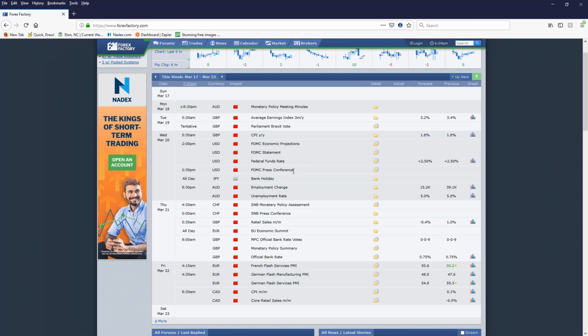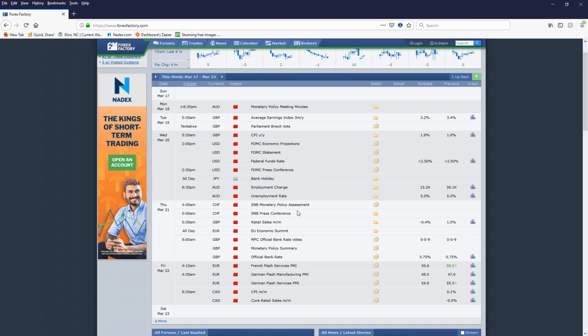Now, currently, they're not expected to increase the interest rates. They're expecting it to remain the same, but they are going to be looking at the statement as well as the press conference to see when will the next one be, or is there going to be another one this year? Now, then on Thursday, we also have the Swiss National Bank Monetary Policy Assessment and press conference.